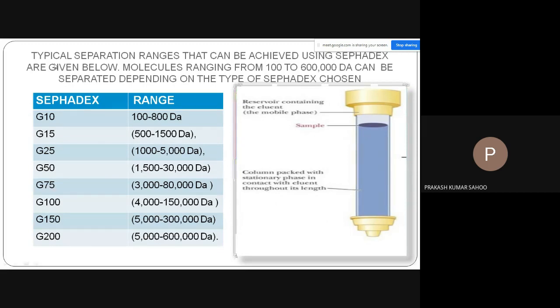Then we have the separation range. This is Sephadex G10, with 100 to 800 Da. This is G15, with 500 to 1500 Da. So these will be the separation ranges, and this will be the reservoir containing the eluent. This is the column.